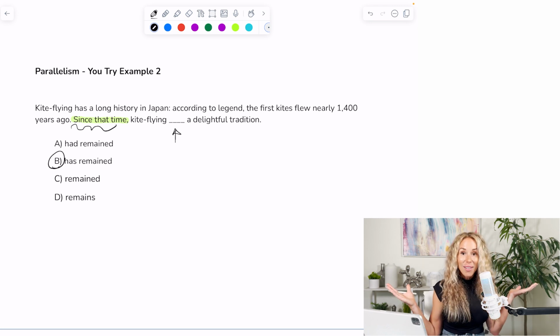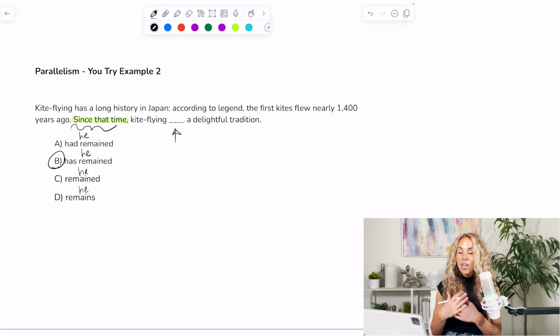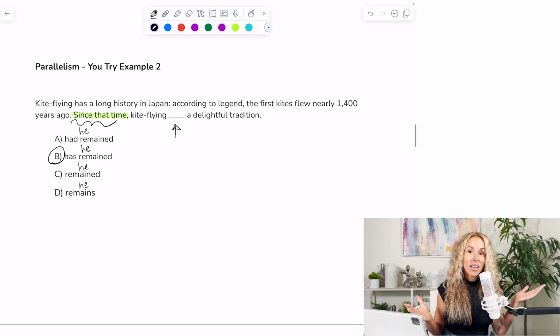that. That's parallelism. How do I know that it wasn't a subject-verb agreement question? Well, if I do the pronoun trick, I could say he had remained, he has remained, he remained, and he remains. So I can use all of them in a singular context. That's how I know I need to switch to parallelism for this.